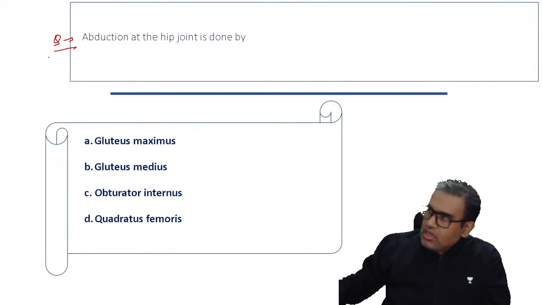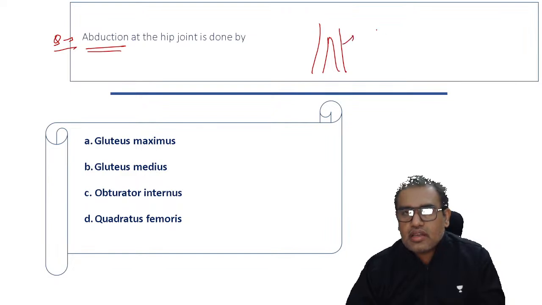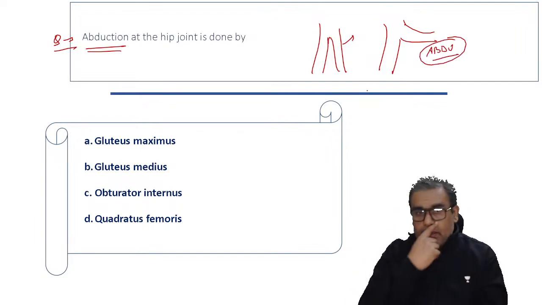You take the whole lower limb and move it outside. That is known as abduction. So this is the lower limb. If you take the lower limb outside, that is abduction of the lower limb. Which muscle is doing it?